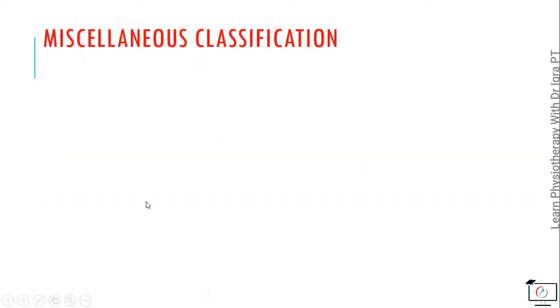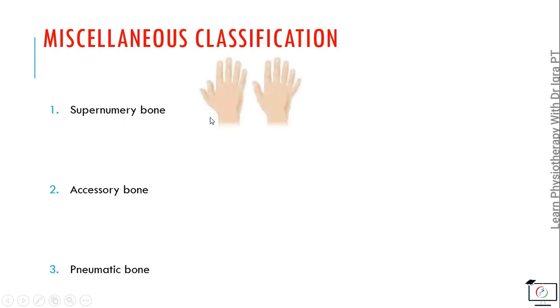Then the miscellaneous classification. Supernumerary bones, the accessory bones, and the pneumatic bones. The supernumerary bone means an extra bone, and the point to remember is the extra bone related to the appendicular skeleton. For example, polydactyly, an extra finger.